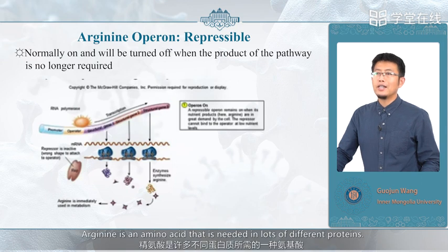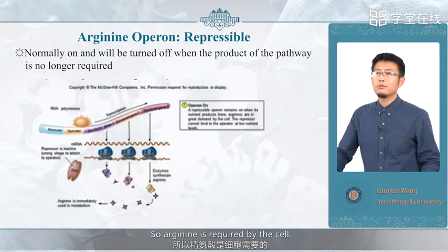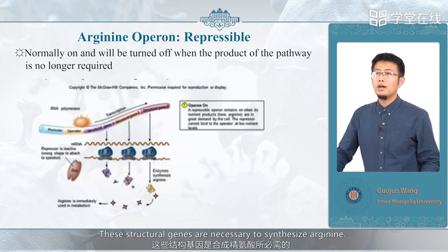Arginine is an amino acid that is needed in lots of different proteins, so arginine is required by the cell. So it always needs to be present. When arginine is not in the medium, the bacteria have to make it. These structural genes are necessary to synthesize arginine.